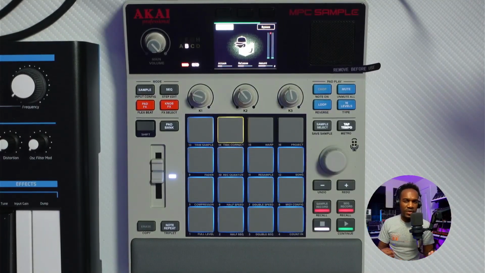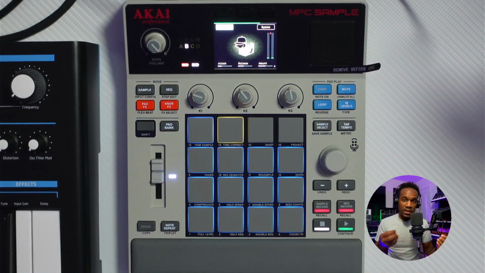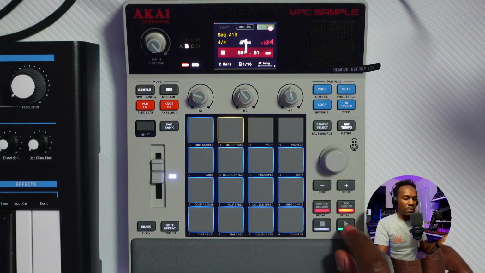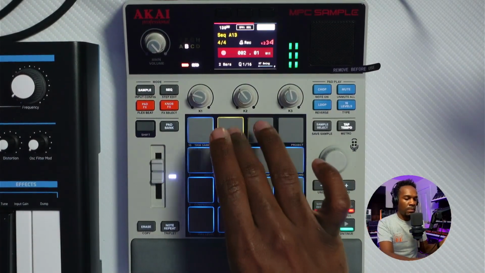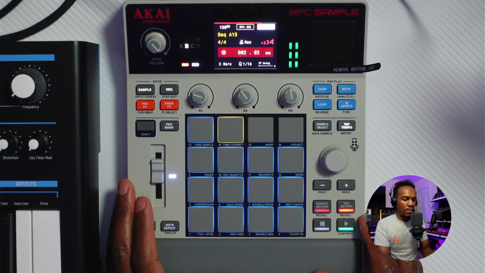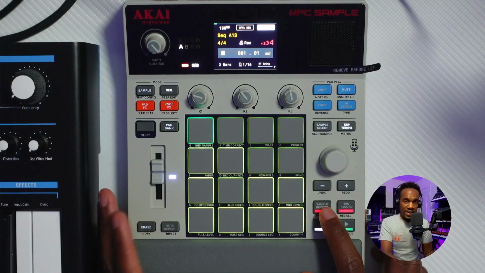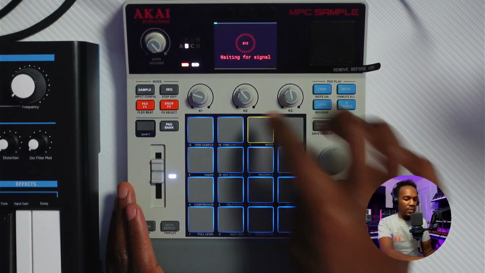This slight amount of gain reduction is extremely important because it allows space for the kick drum to abide. So now what I'm going to do is record a sequence consisting of only the bass tones. Now that my sequence is recorded, what I'm going to do is resample it to a brand new pad.